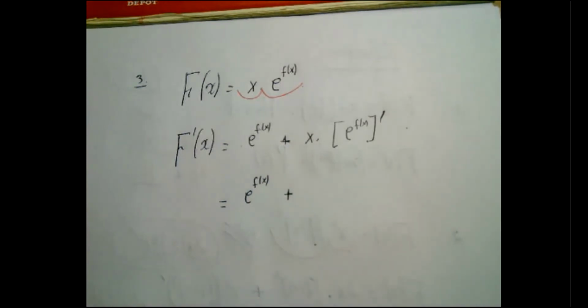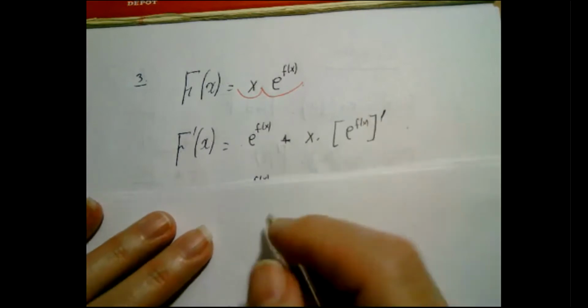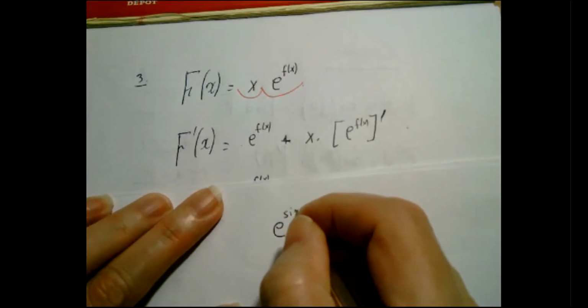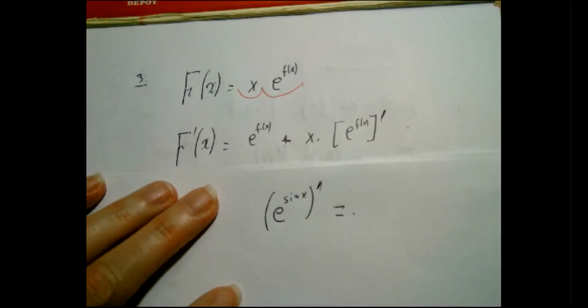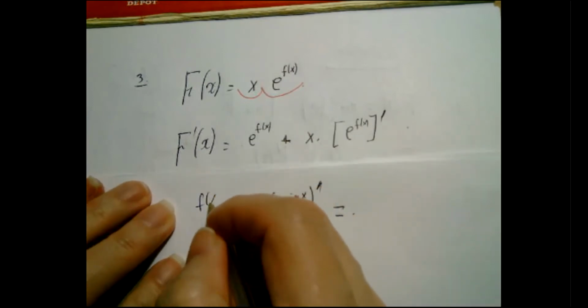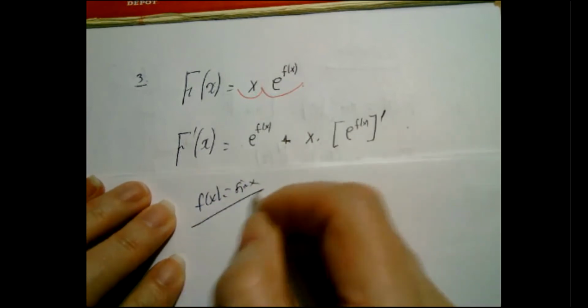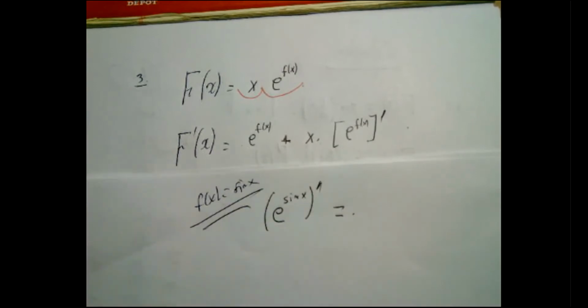Now I take you back to a scenario. Let us say instead of e to the f of x, I had, let me put this scenario, e to the sine x. What's the derivative of that? So I'm assuming f is sine. What's the derivative of e to the sine? Is this a chain rule problem? Yes or no? Okay, it's a chain rule problem.